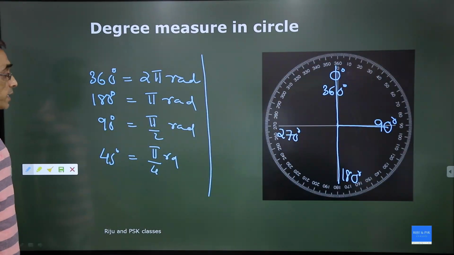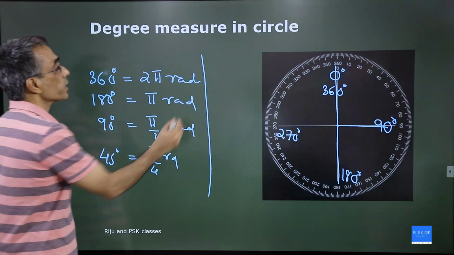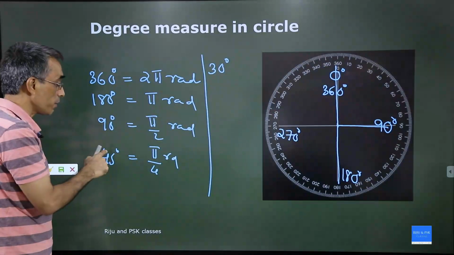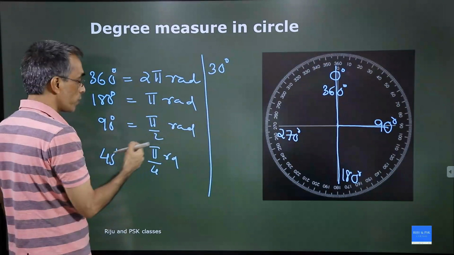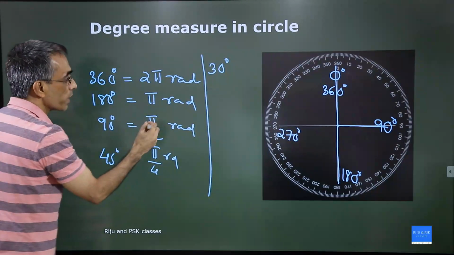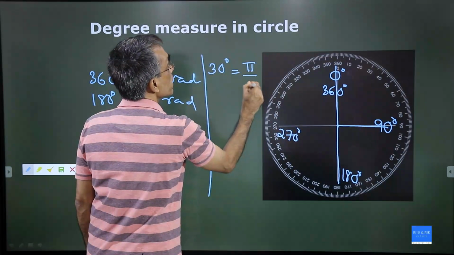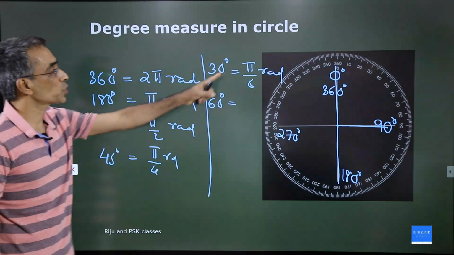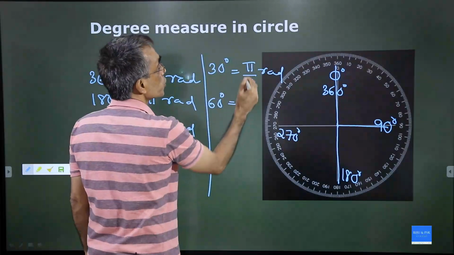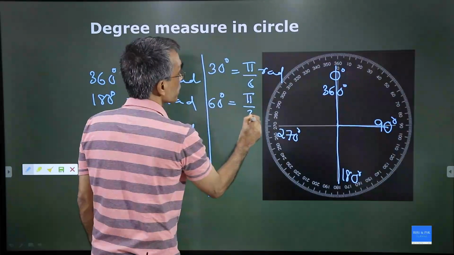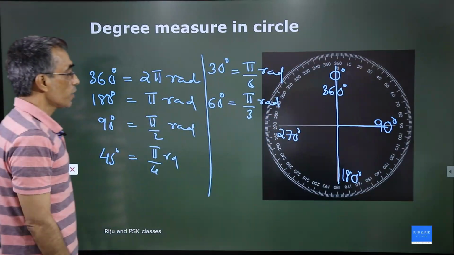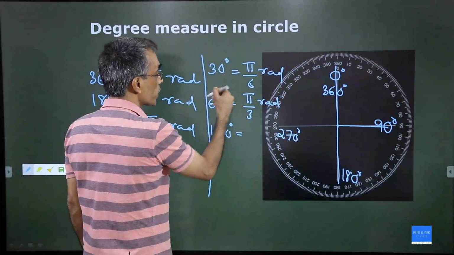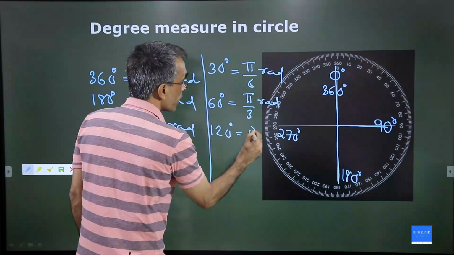There are popular angles like 30 degree. How to get 30 degree? 30 degree is 1 by 3rd of 90. 90 by 3 is 30. So in this side also you divide this by 3, this also by 3. So you will get this as pi by 6 radian. What is 60 degree? 60 degree is 2 times 30. 2 into 30 is pi by 3 radian. Okay, what is 120 degree? 120 degree is 2 times 60 degree, 2 pi by 3.